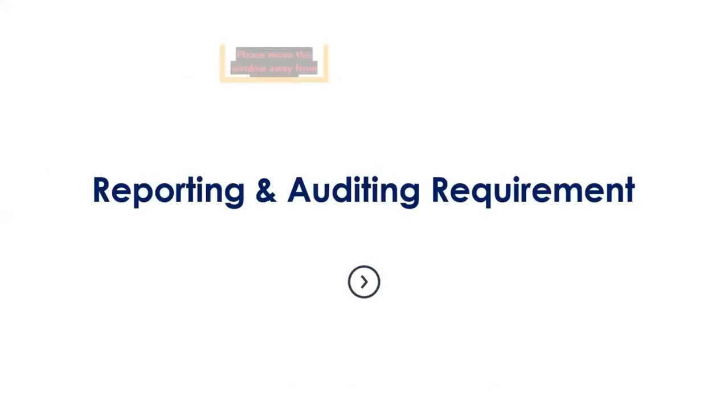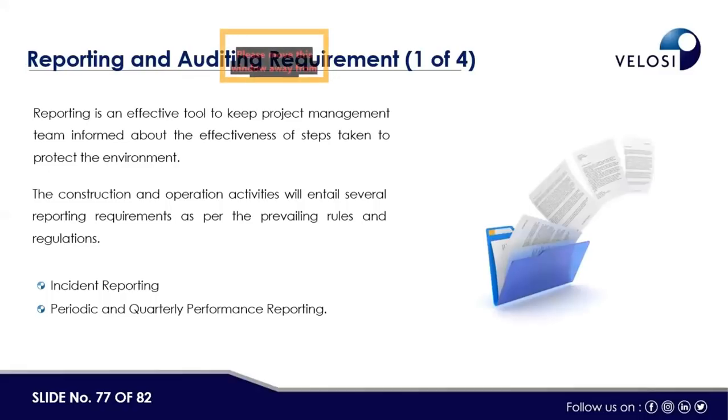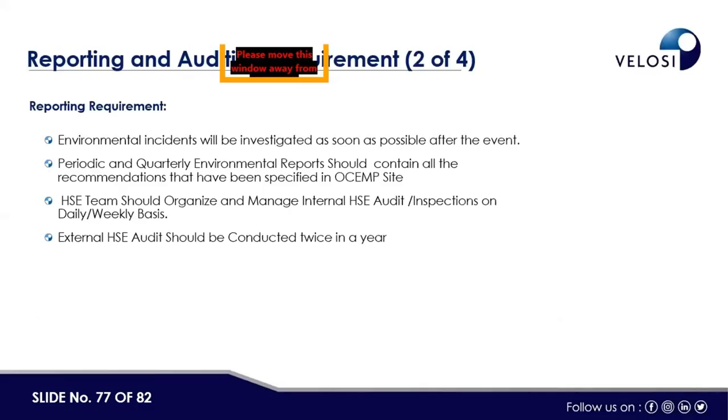This is the next section, that is the reporting and auditing requirement. In this particular section, we identify the incident reporting, periodic or quarterly performance reporting. Reporting requirement: environmental incidents will be investigated as soon as possible after the event. Periodic or quarterly environmental reports should contain all the recommendations that have been specified in the OCMP. HSE team should organize and manage internal HSE audit and external audit as well.